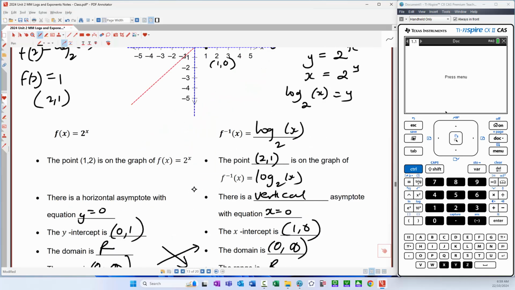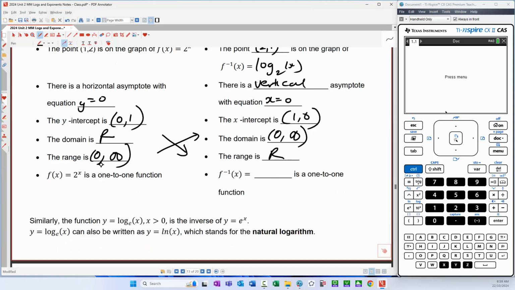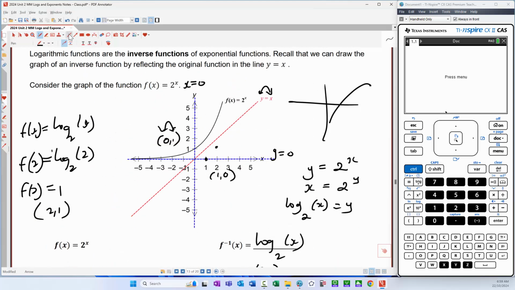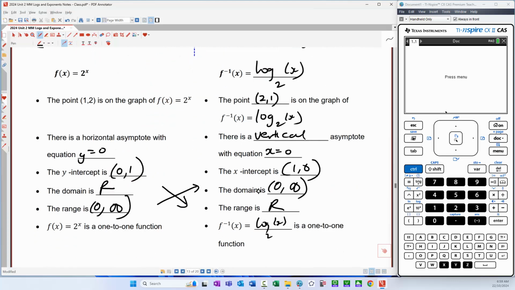All right, so that makes sense. 2 to the x is a one-to-one function, so f negative 1 of x equals log base 2 of x will also be a one-to-one function. So without further ado, let's have a stab at drawing this thing. Come through there and something like that, remembering that it should look reflected along that line there. Okay.